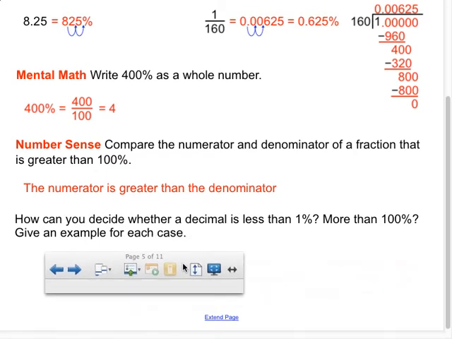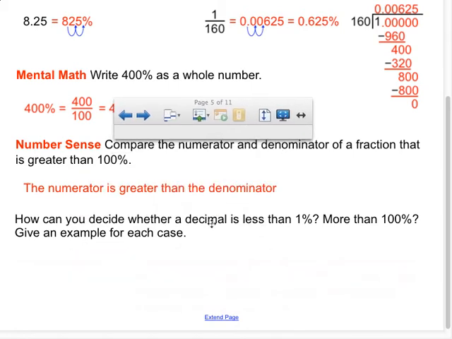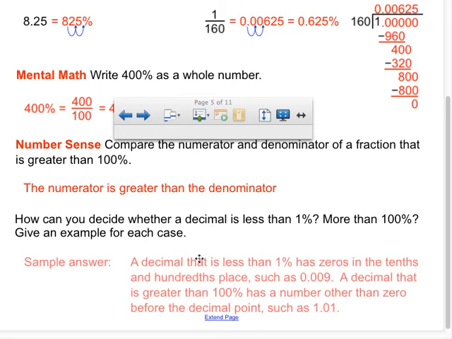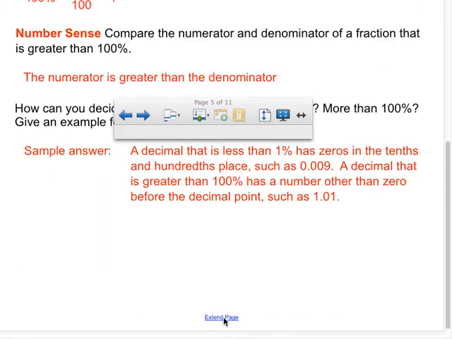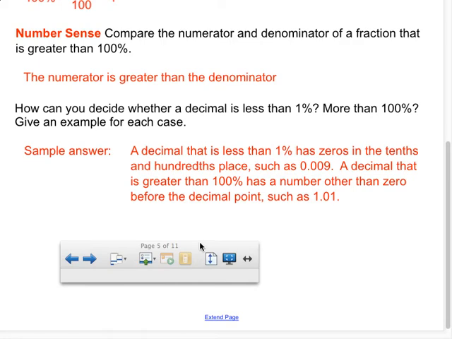Now, how can you decide whether a decimal is less than 1% or more than 100%? Give an example for each case. The answers vary here, and I believe some of this is actually in the homework, but here's what the book gave. I wanted to share that with you just so you guys can see a model for the answer. There's more than one way to explain this.